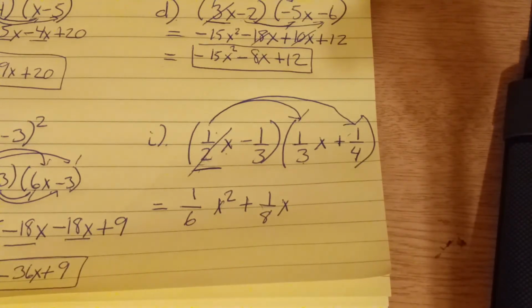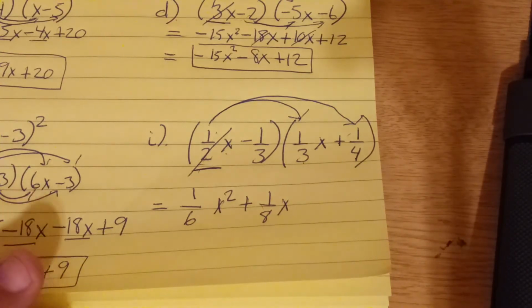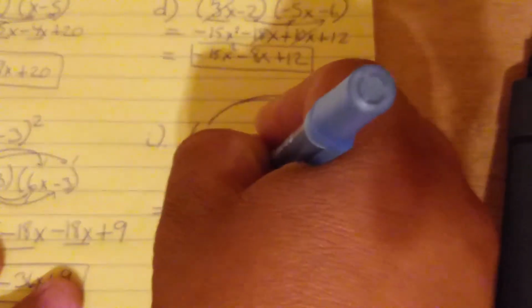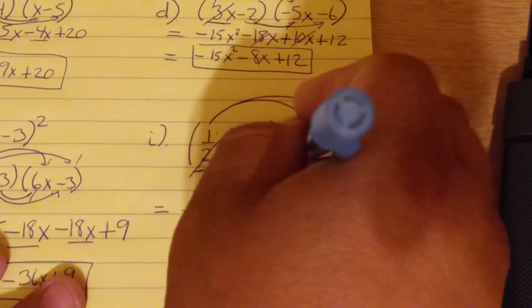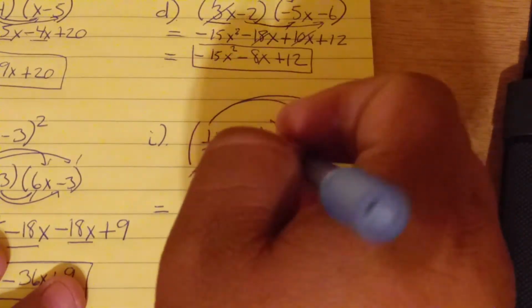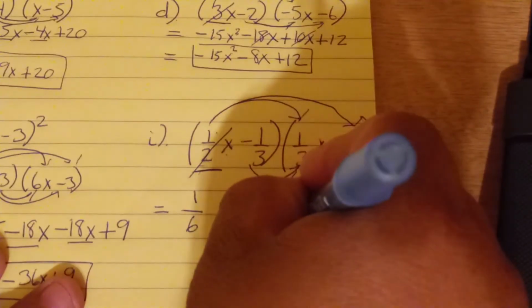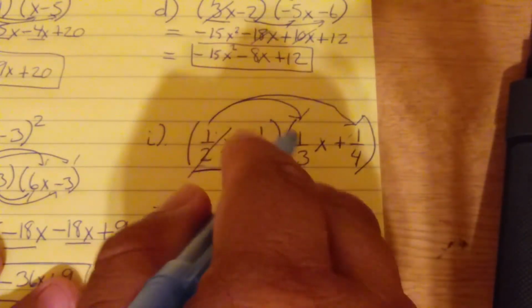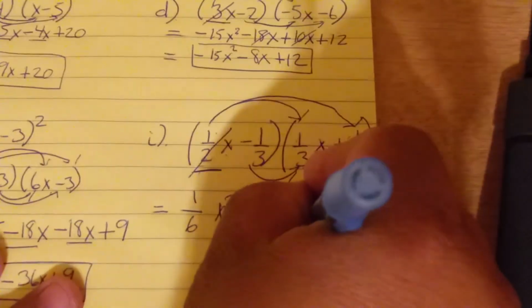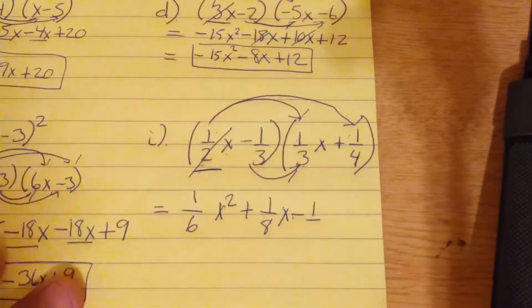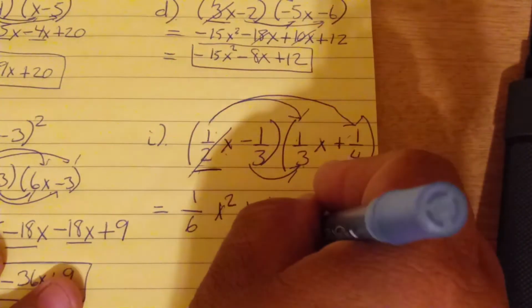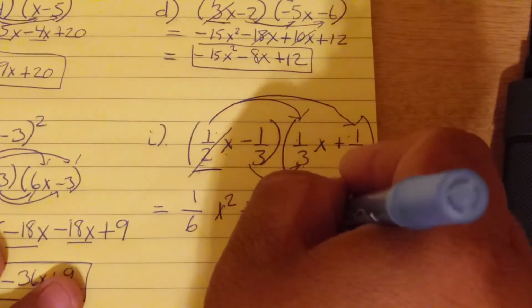So we repeat the same process all over again. Here we're going to go ahead and distribute the negative 1/3. So negative 1/3 times positive 1/3 x. So this will give you negative 1 times 1, that'll be 1. 3 times 3, that'll give you 9. And we bring down the x.